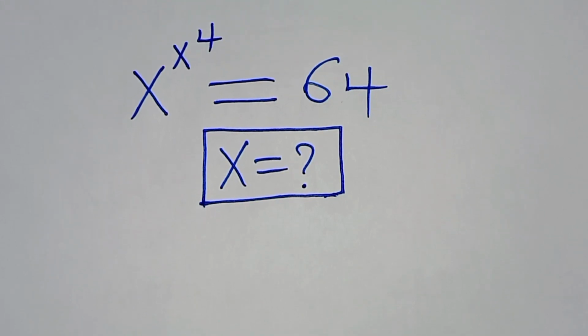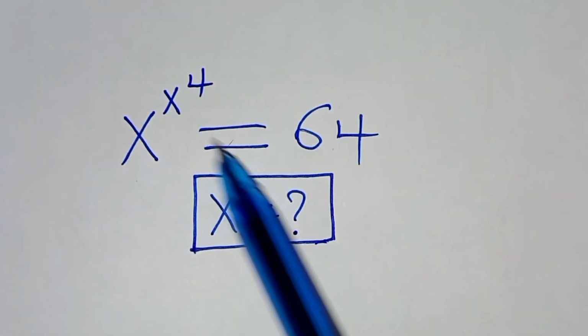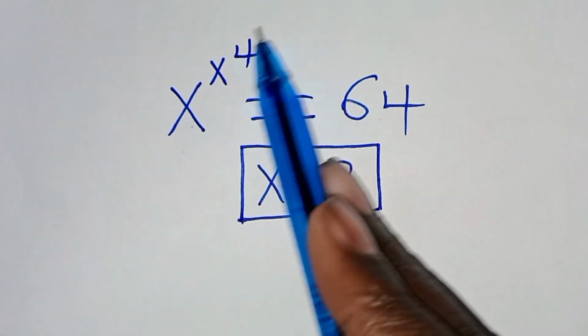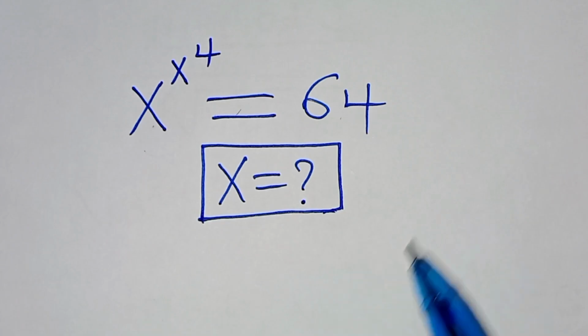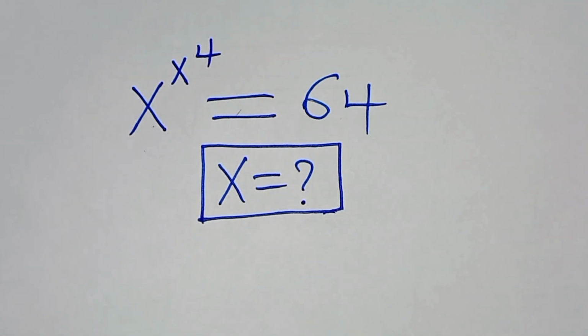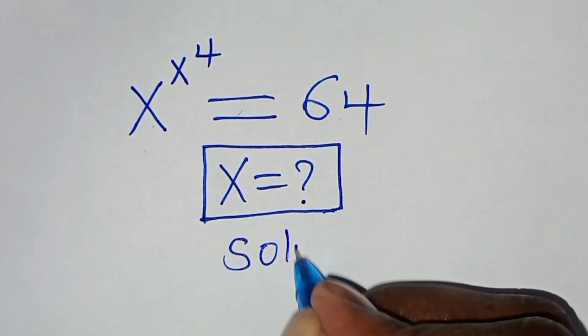You're welcome to solve this nice algebra problem, which is x to the power x to the power 4 equal to 64. So what is the value of x, or rather values of x? Let's provide a solution from here.